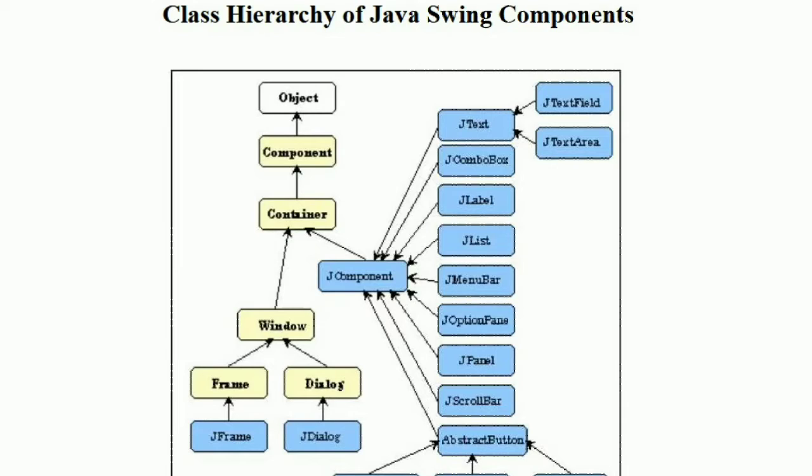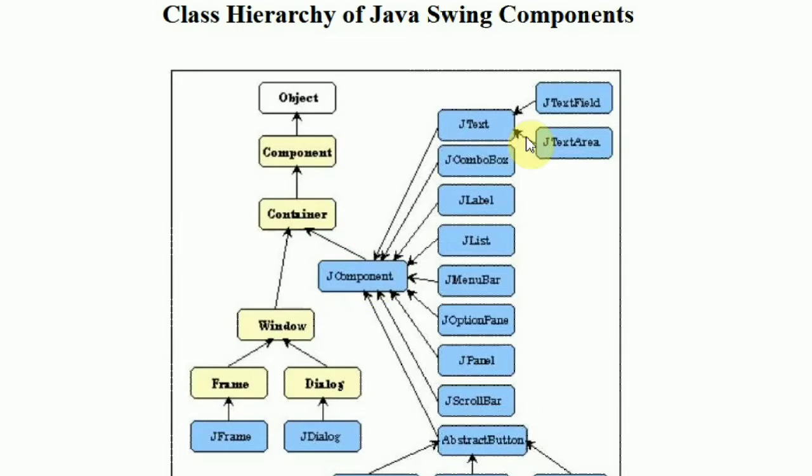Hello friends, welcome back. Today we'll look into the concepts of Swing components, and then we'll see the class hierarchy of Java Swing components and then the containment hierarchy. On top of this class hierarchy, there is Object. Object is the superclass of all the classes. So Component is derived from Object and Container is derived from Component. Then JComponent is derived from Container over here.